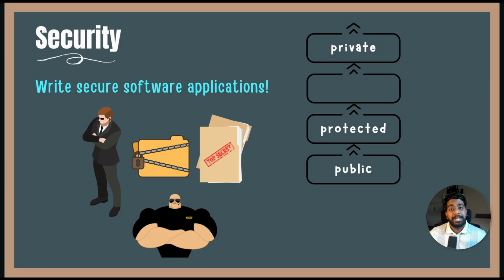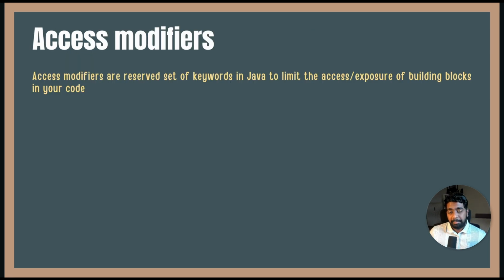Well, let's focus back to our topic in this video about security and how to write secure Java applications. Whenever you are developing a Java application, you must consider securing your data and how others are using this software application. Access modifiers are basically a set of reserved Java keywords, and you can use them to limit the access and exposure of building blocks in your code. By building blocks, I mean variables, methods, classes, constructors, and so on.